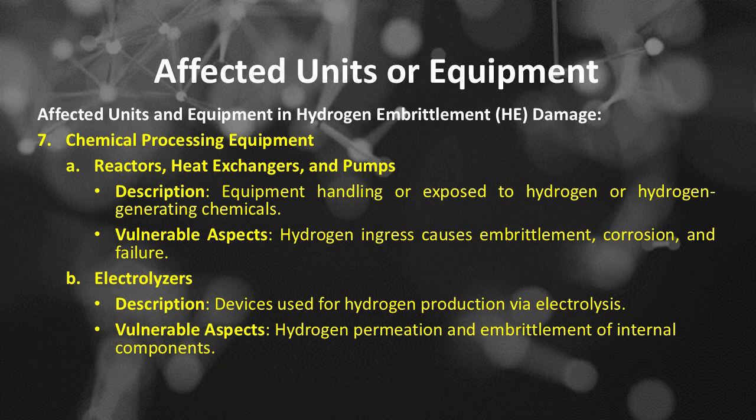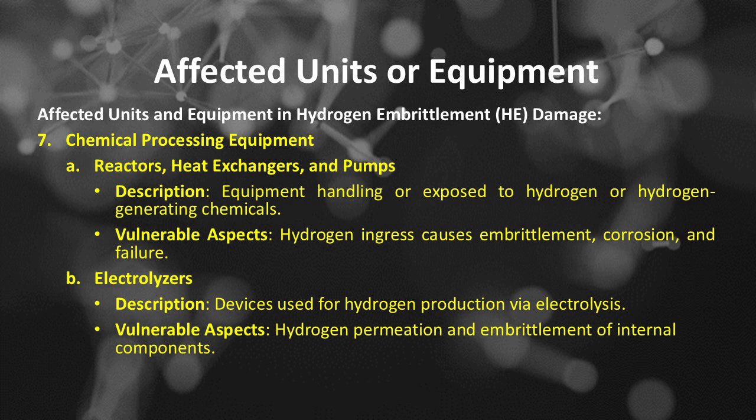Number 7 of affected units and equipment in hydrogen embrittlement damage is chemical processing equipment, which includes: Number A, reactors, heat exchangers, and pumps. This is equipment handling or exposed to hydrogen or hydrogen-generating chemicals. The vulnerable aspects of these reactors, heat exchangers, and pumps include hydrogen ingress causing embrittlement, corrosion, and failure.